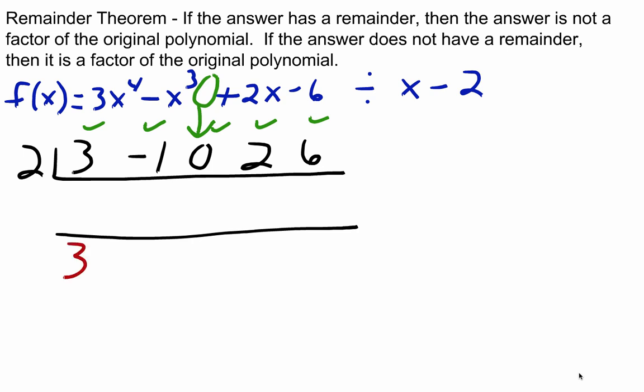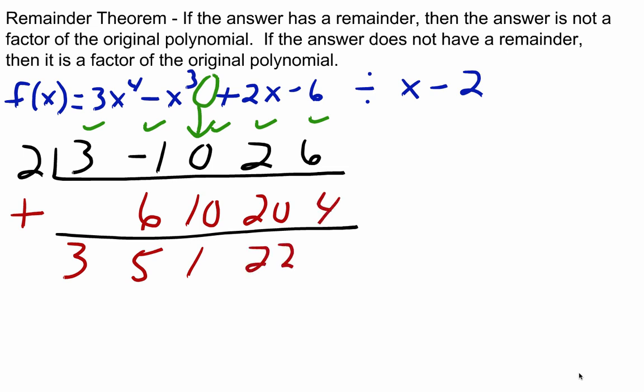So I bring down the 3, and then I take 2 times 3, which is 6. And once again, I'm going to use addition, so that would give me 5. 2 times 5 is 10. 0 plus 10 is 10. 2 times 10 is 20. 20 plus 2 is 22. And 2 times 22 is going to give me 44. Alright, and negative 6 plus 44 is then 38. And that is my remainder.